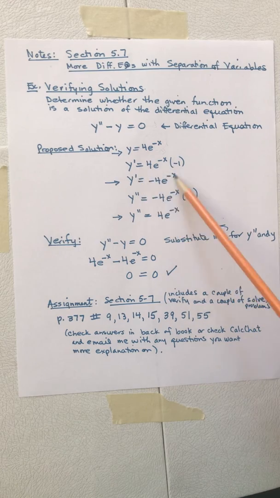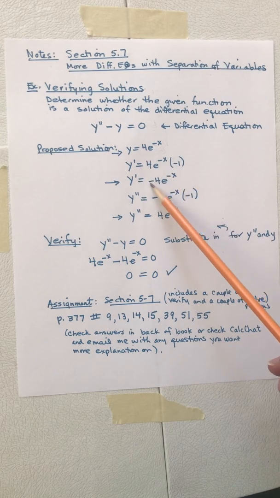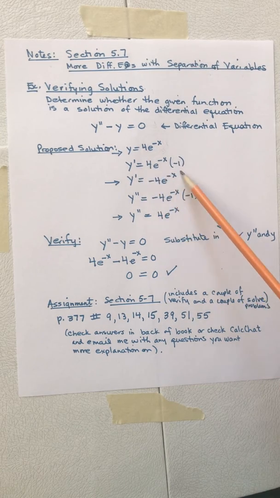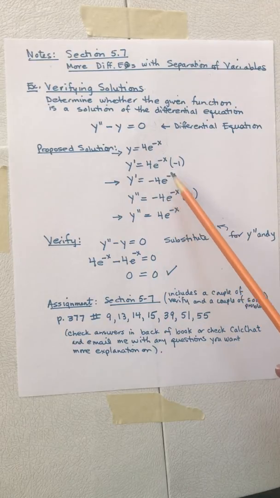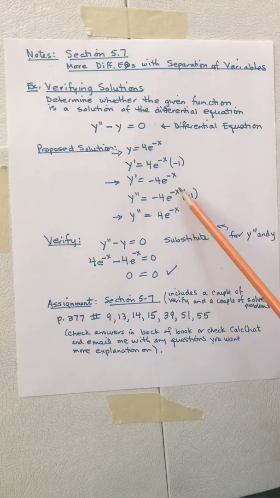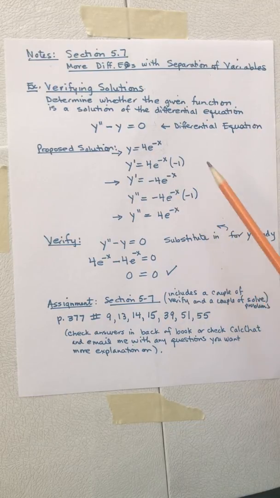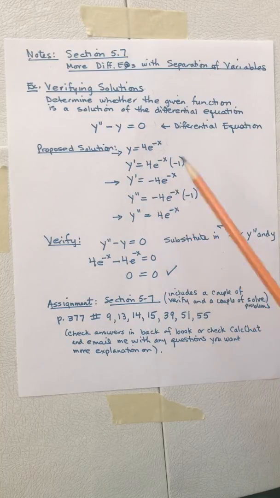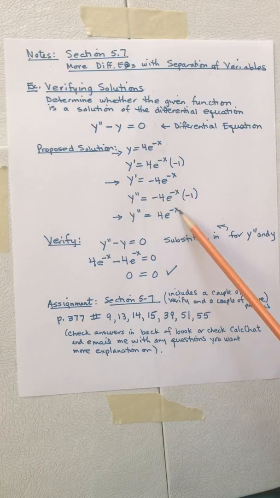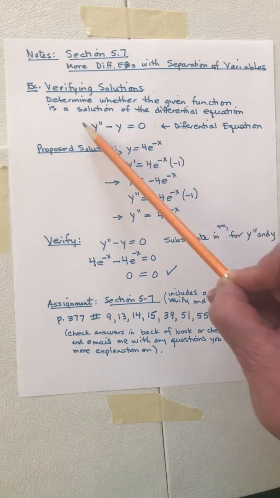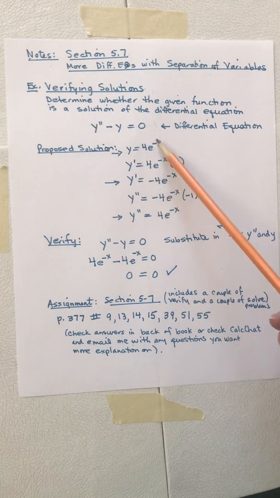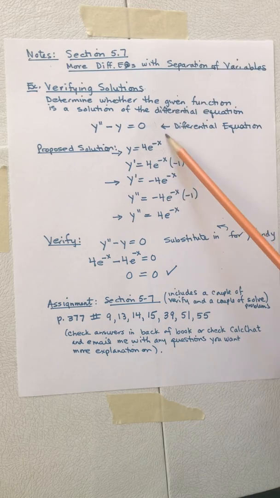And if we take the derivative of y prime, the derivative of negative 4e to the negative x, negative 4 is a coefficient, you can pull it aside. Derivative of e to the negative x is e to the negative x times the derivative of negative x, which again is negative 1. So we have negative 1 times negative 4 is positive 4e to the negative x. Now we have what we need to determine if this is a true statement using y equals 4e to the negative x as a solution.